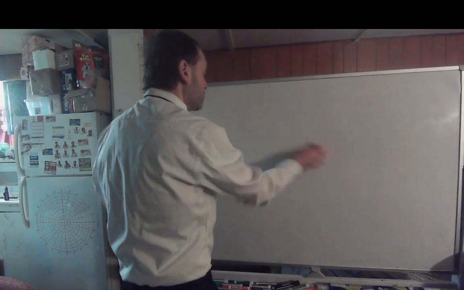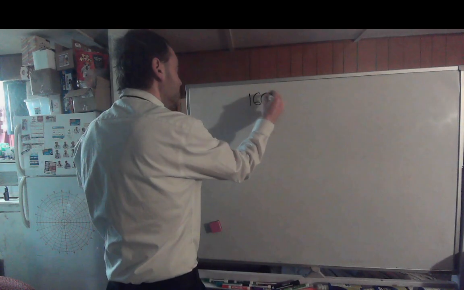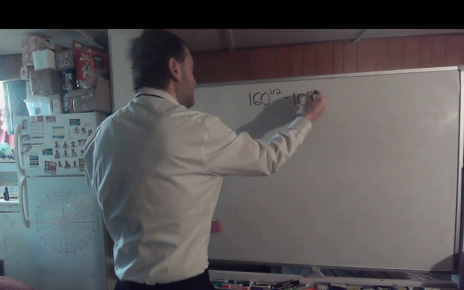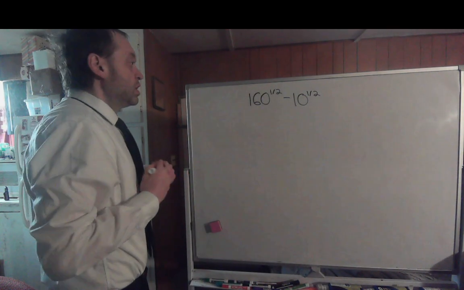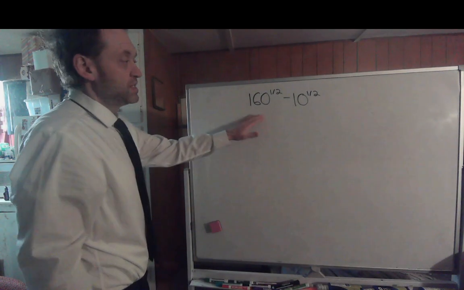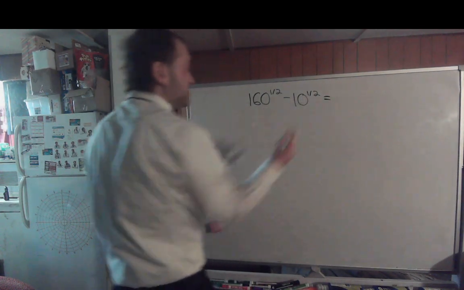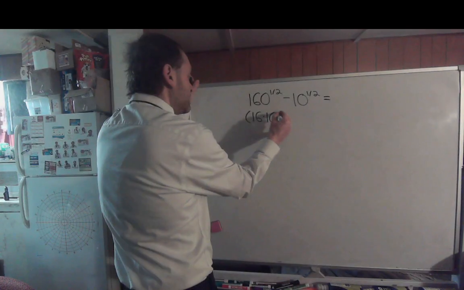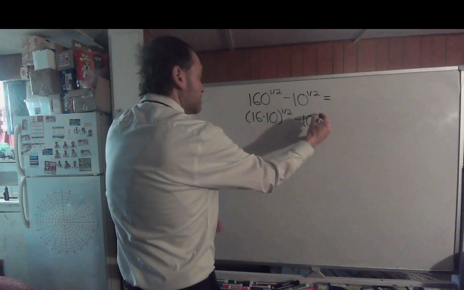Alright, I got 3 more. This shifts a little bit. So you have 160 to the 1/2 minus 10 to the 1/2. A little bit different. Okay, well, are there any factors of 160 that involve 10? Yes. You have 16 and 10, right? So you could take 16 times 10 to the 1/2 minus 10 to the 1/2.